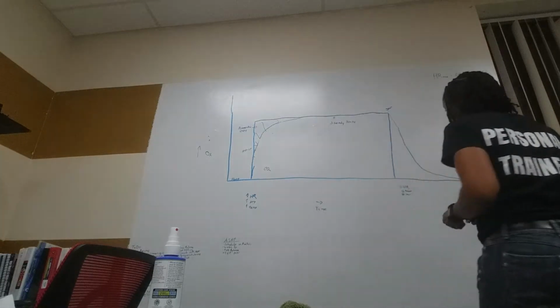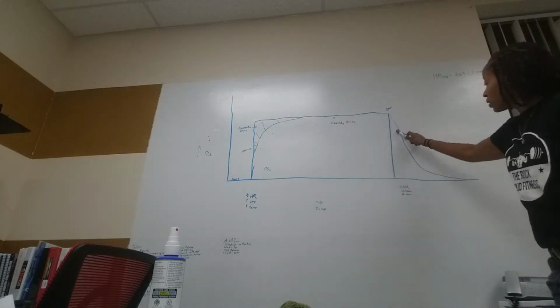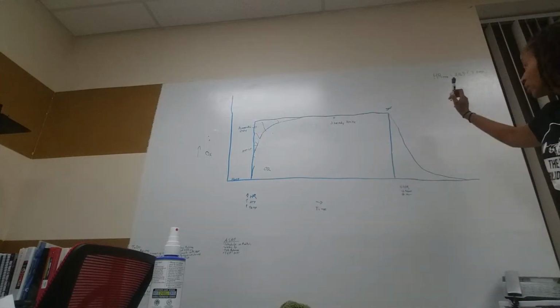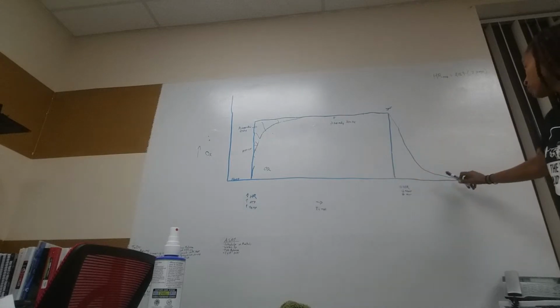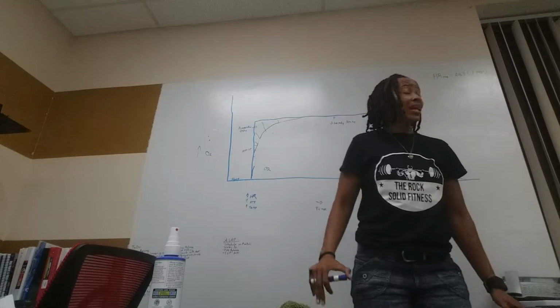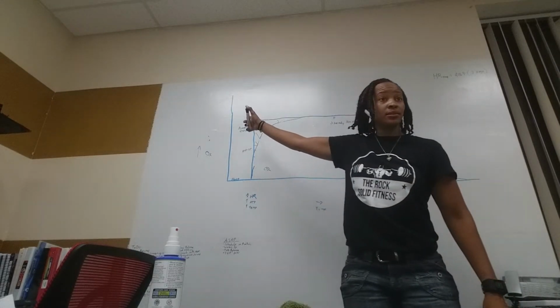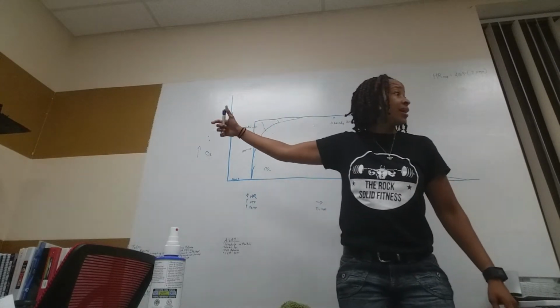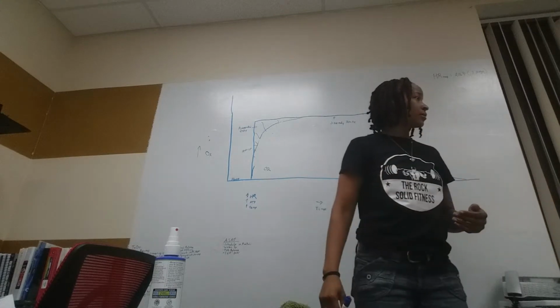Now, back to the actual EPOC. All of this time, you are decreasing heart rate, decreasing temperature, and your hormones are going back to normal levels. So when you stop running, your body still has to catch up to the deficit. It has to pay back. It has to literally pay back.